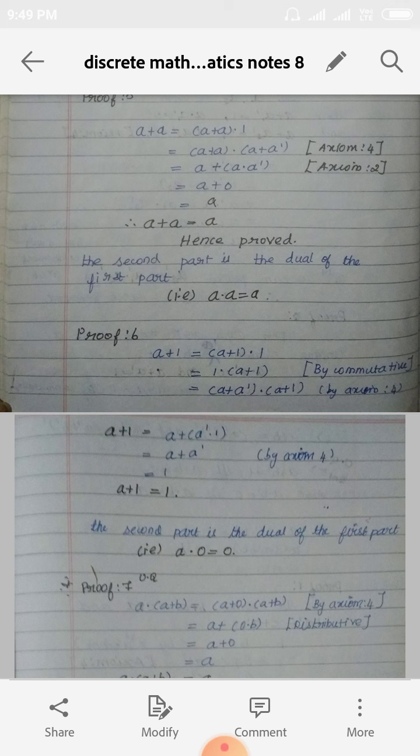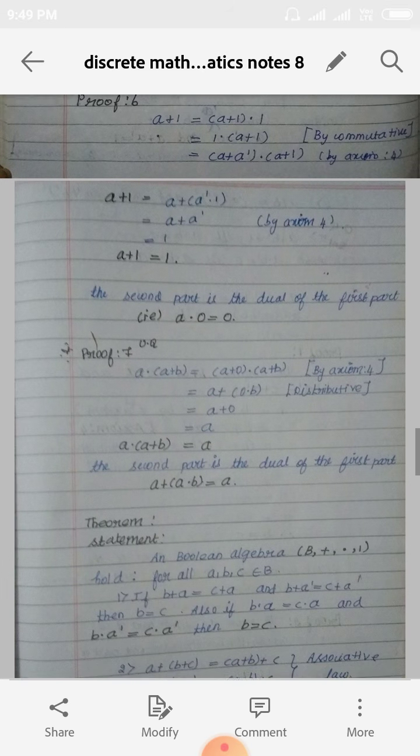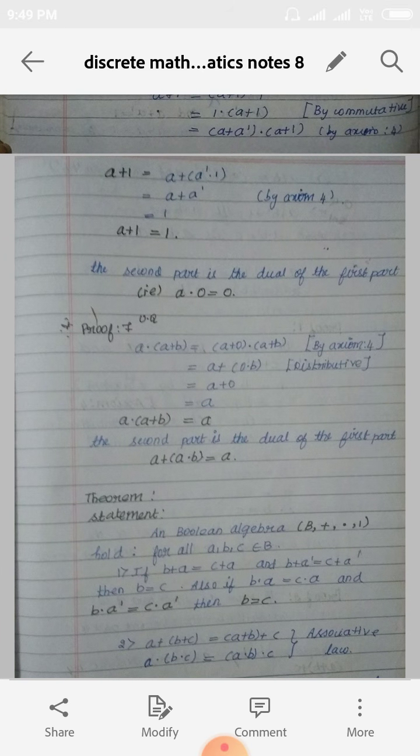See the sixth proof. a plus 1 is equal to, a plus 1 is nothing but a plus 1 dot 1. That is 1 dot a plus 1. That is a plus a dash dot a plus 1. That is nothing but commutative, and after that we have to apply the axiom 4. See the next page. a plus 1 is equal to a plus of a dash dot 1. So a dash dot 1 is nothing but a dash. So a plus a dash. So a plus 1 is equal to 1. Therefore we get a plus 1 is equal to 1. That is the case proved.